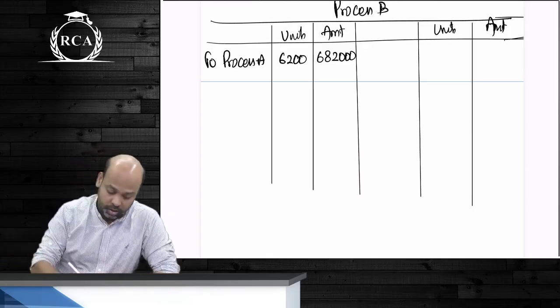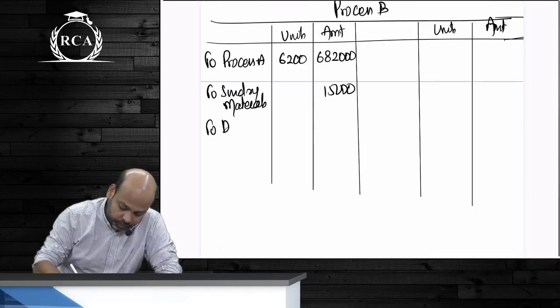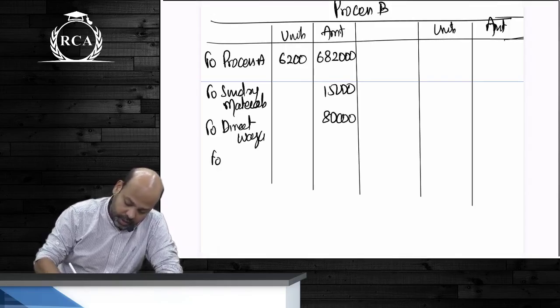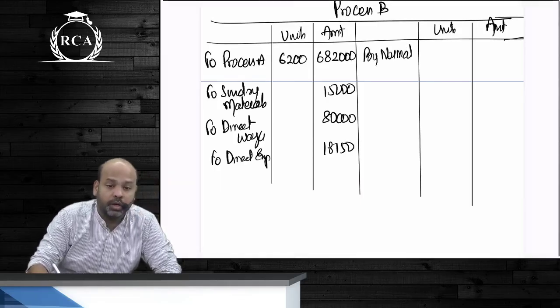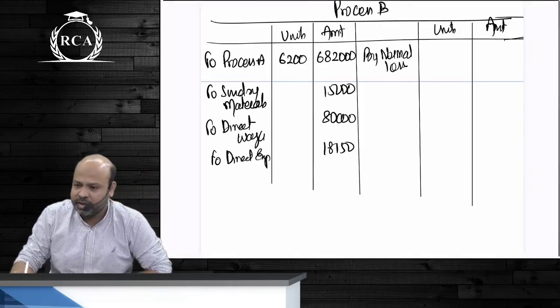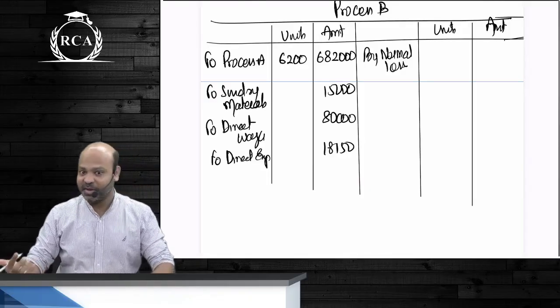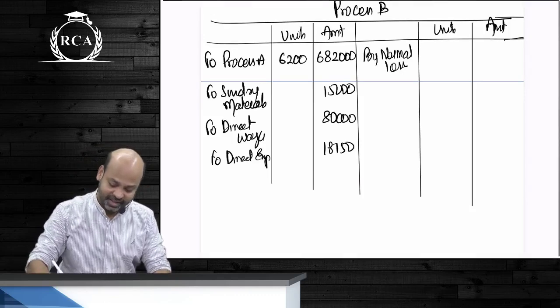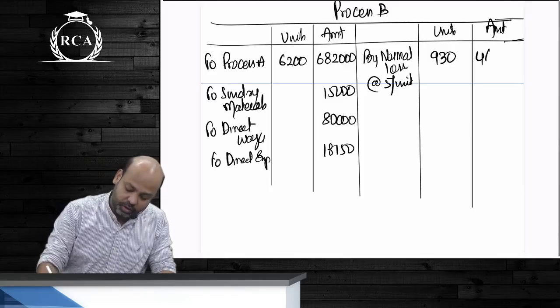All right. To sundry materials, guys, what is the amount? 15,000. To direct wages, 80,000. To direct expenses, 18,150. Is there any normal loss here? Without sleeping, guys, how much is the normal loss? What is the amount of normal loss, guys? 9. What's the scrap value per normal loss? 4,650.